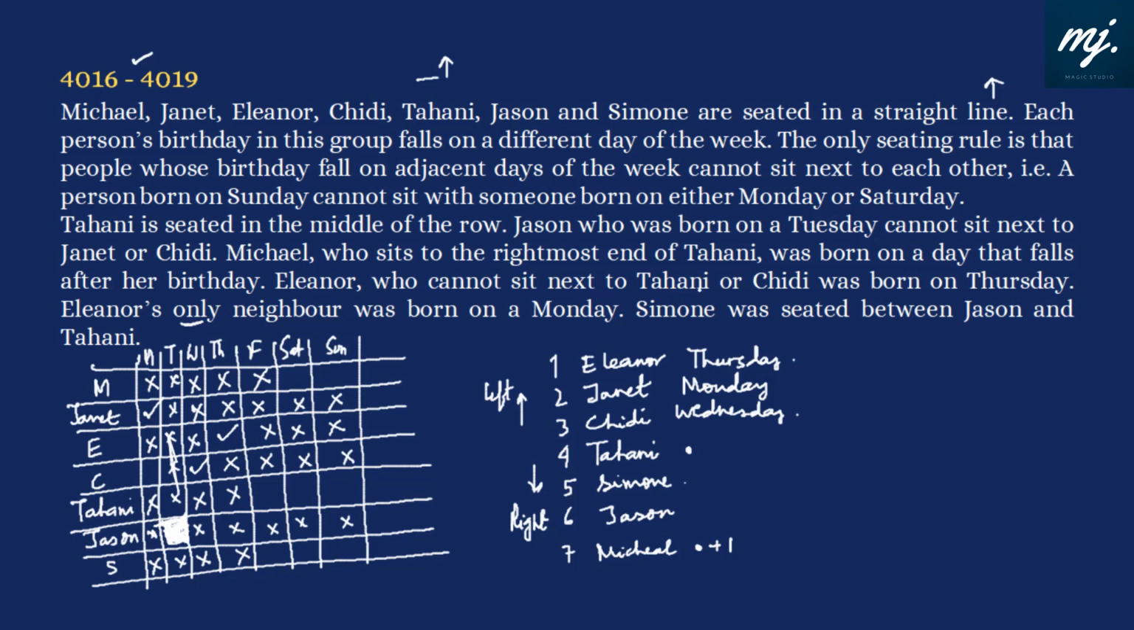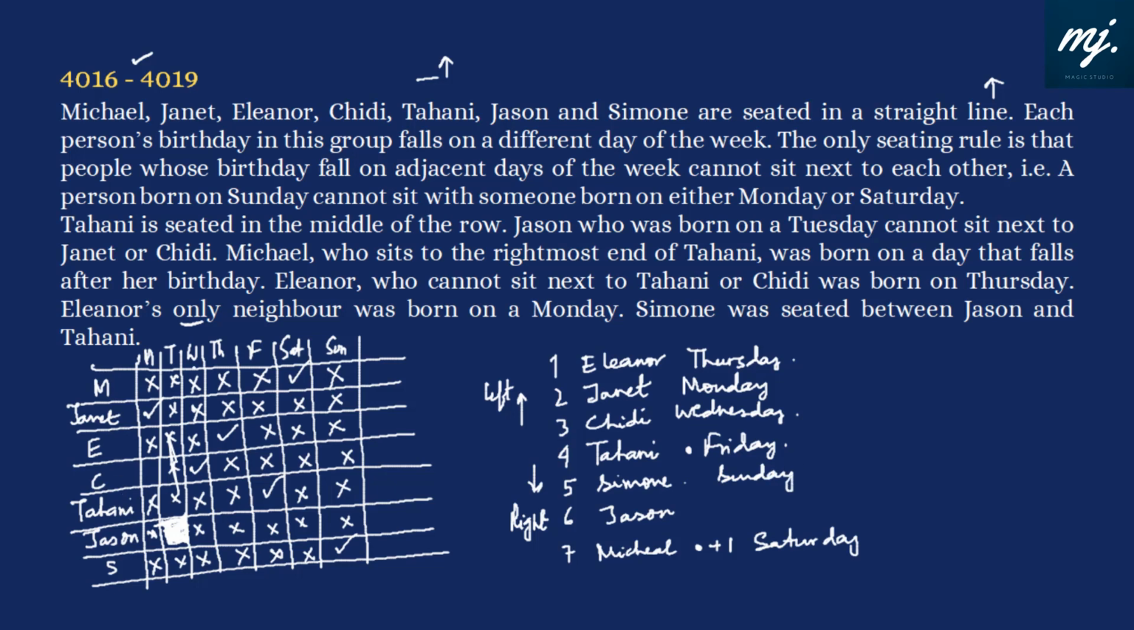Eleanor cannot sit next to Tahani and Chidi. Why? Because Tahani's and Chidi's birthdays would be on Wednesday and Friday. Chidi's birthday is on Wednesday. That means Tahani's birthday is on Friday. Tahani born on Friday gives Michael born on Saturday. We are done with that. Gone. And Simon is on Sunday.